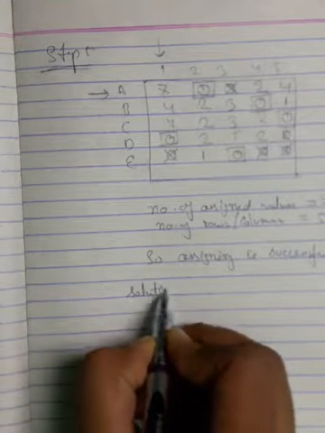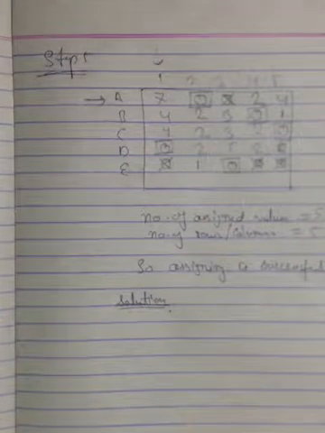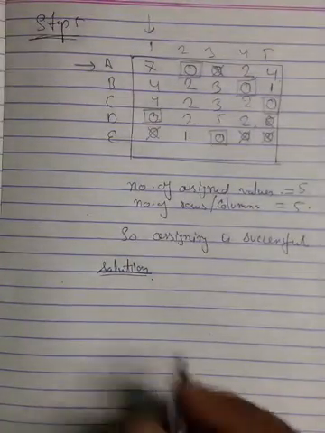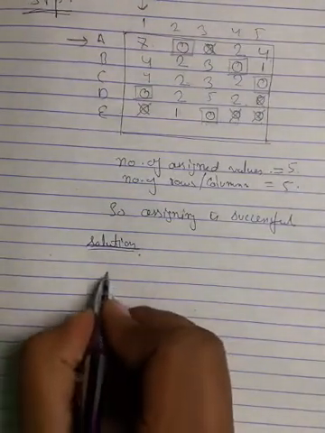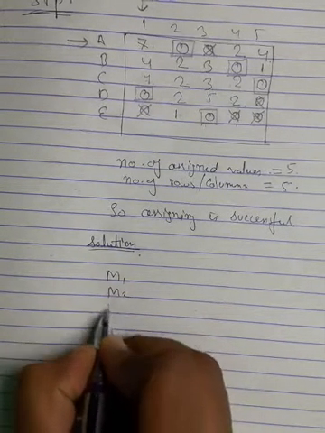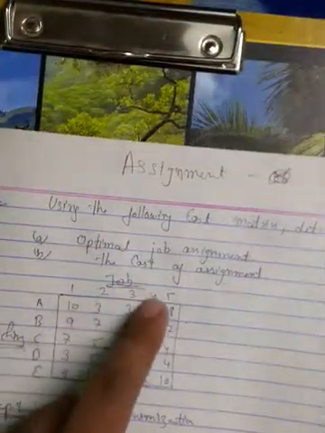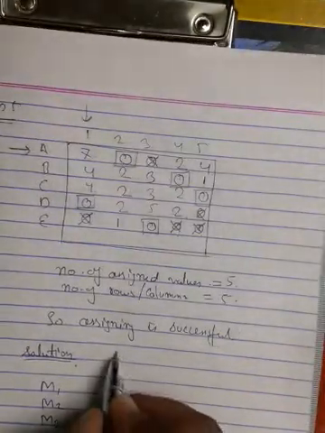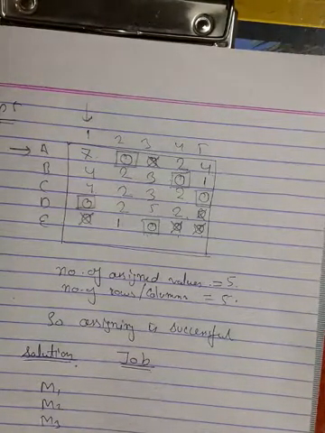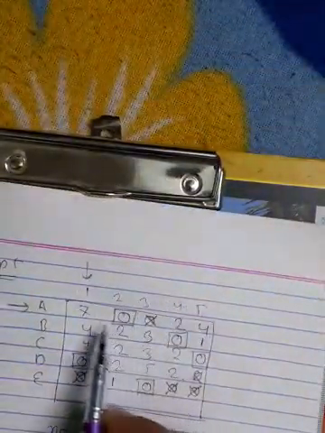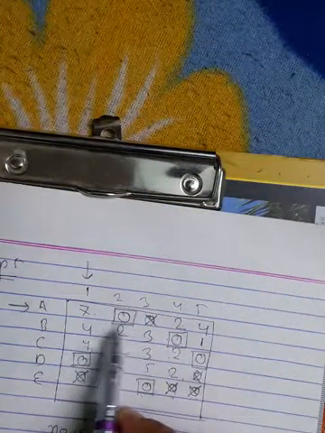So go for the solution. Okay, you have to write here machine. In the Indian question, what they had asked, they had given it as a machine. So write the machine: M1, M2, M3, M4 and M5. And in the column we have job, so write here job. Now where a 0 is present, that is your assigned one.